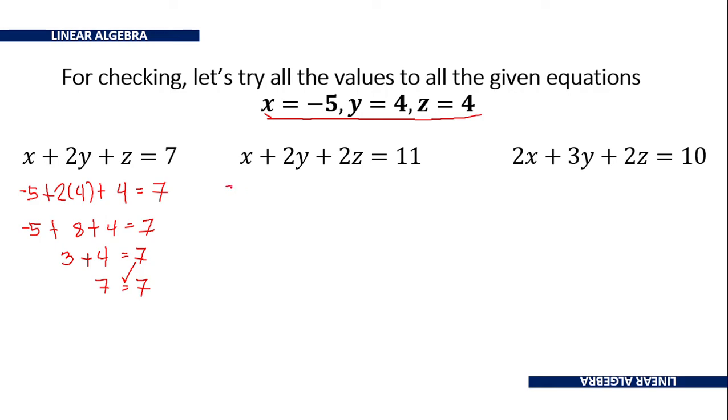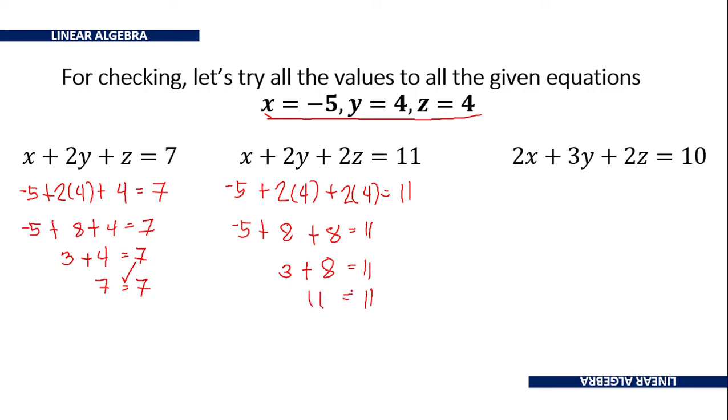Next, sa second equation naman tayo. So, we have x is -5 plus 2 times 4 since y is equal to 4 plus 2 times 4 since our z is equal to 4, which is equal to 11. So, we have -5. 2 times 4 is 8. Then we have 2 times 4 is 8 also. We have 11. Then -5 plus 8 is 3 plus 8 is equal to 11. So we have 11 is equal to 11. So check.